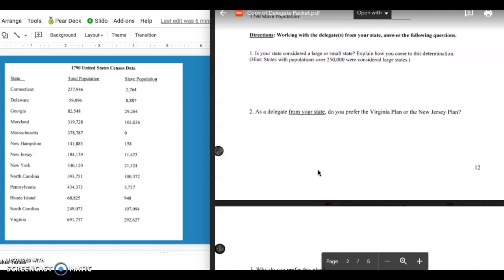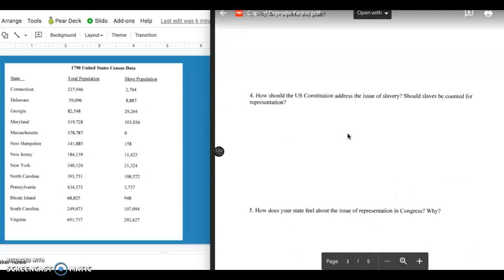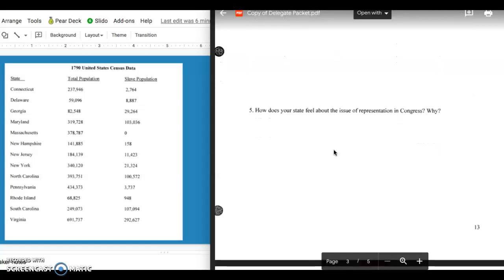You're going to be figuring out if your state is considered a large state or a small state. Will your delegate from your state prefer the Virginia plan or the New Jersey plan? Why do they prefer that plan? How should the U.S. Constitution address the issue of slavery? Would the state you are representing want to have slaves counted as a part of representation? And how does your state feel about the issue of representation in Congress?